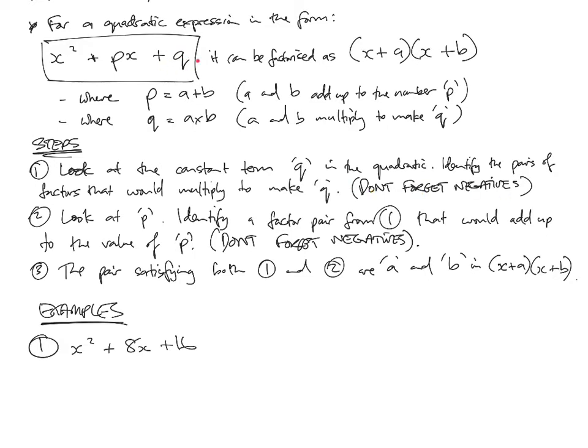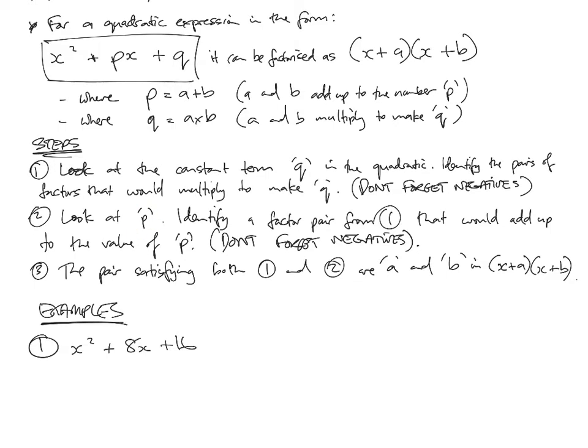So if this q was positive 8, there's also the negative factors that would also make positive 8, because if you times a negative number by a negative number, it becomes positive. So if this was positive 8, it could be negative 1 times negative 8, and also negative 2 times negative 4. So please do not forget negatives, because that factors in when you're trying to find the pair of factors that would add up to p.